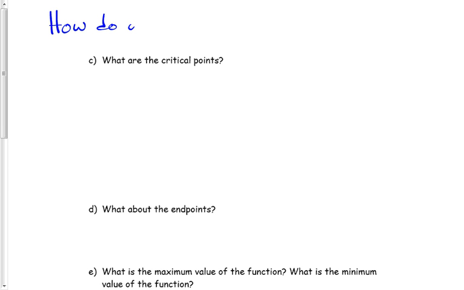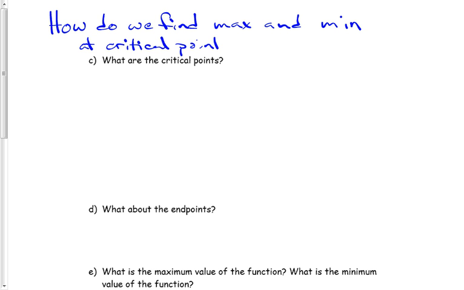How do we find the max and the min? I think one of the last things we did before we got to this example was we said that if a max and a min is going to occur, it's going to occur where? At a critical point or an endpoint. It's going to occur at a critical point or an endpoint.